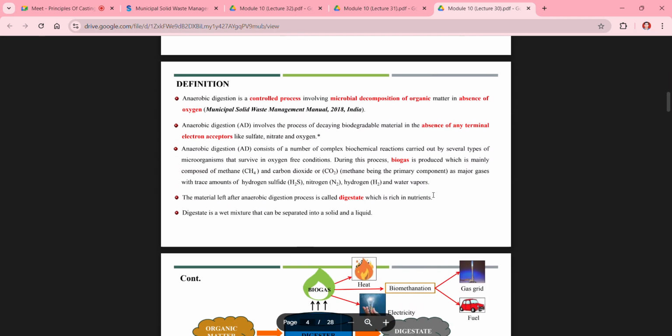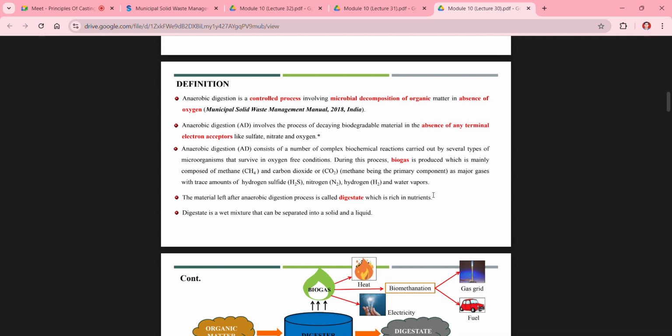The definition of anaerobic digestion is: it is a controlled process involving microbial decomposition of organic matter in absence of oxygen. When we are not providing any oxygen, that will convert the compounds into the sulfate form or maybe nitrate forms, depending on the composition of the feed material. And anaerobic digestion consists of a number of complex biochemical reactions carried out by several types of microorganisms.